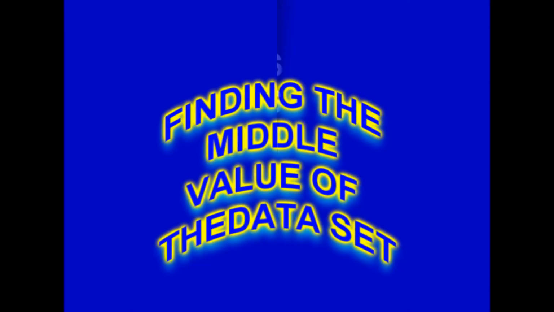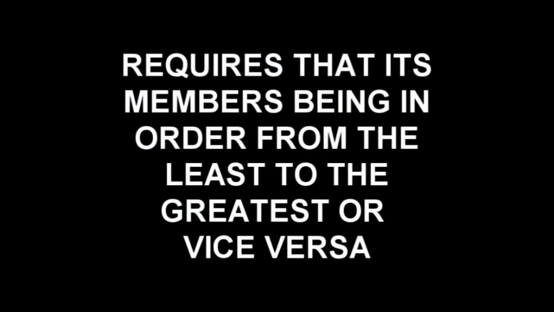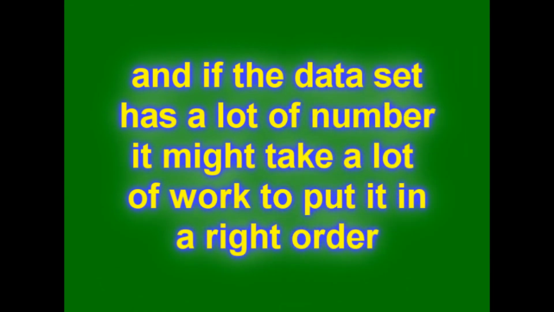Sometimes finding the median of a data set is easy, and sometimes it's hard. That's because finding the middle value of the data set requires that its members be in order from the least to the greatest, or vice versa. And if the data set has a lot of numbers, it might take a lot of work to put it in the right order. To make things easier, let's start with a really basic data set that is in order. Let's look at an example.